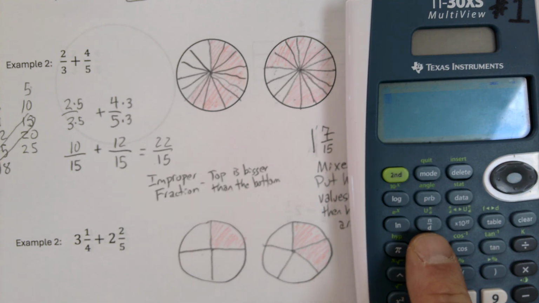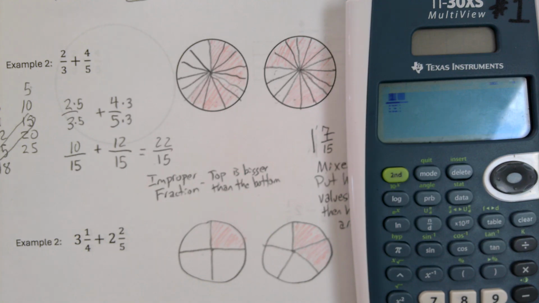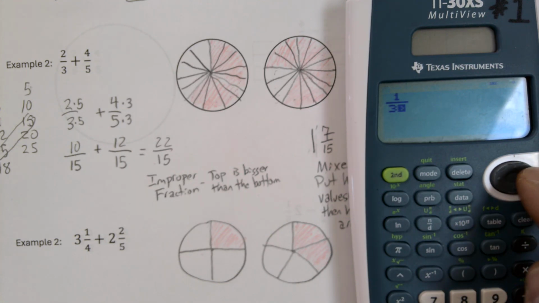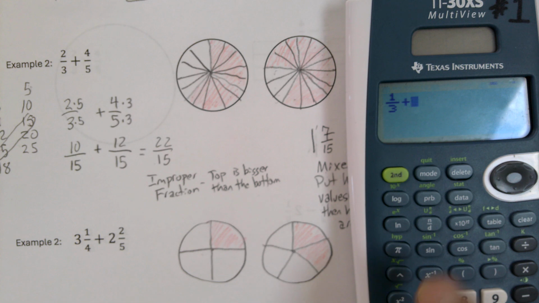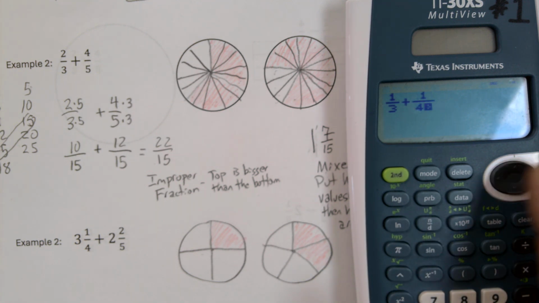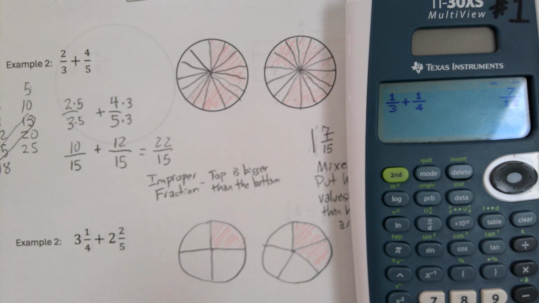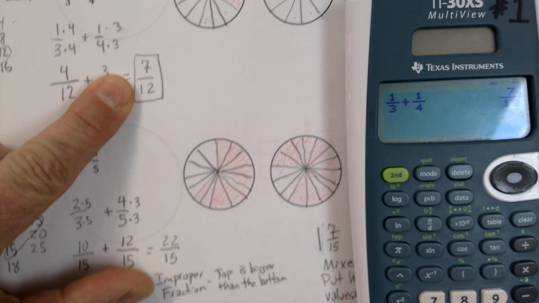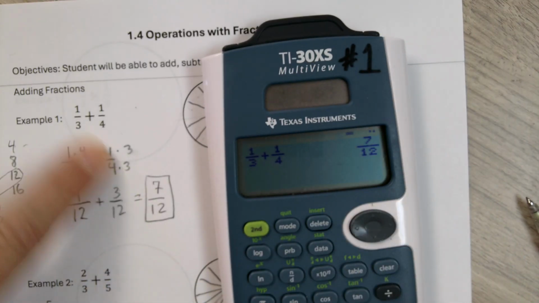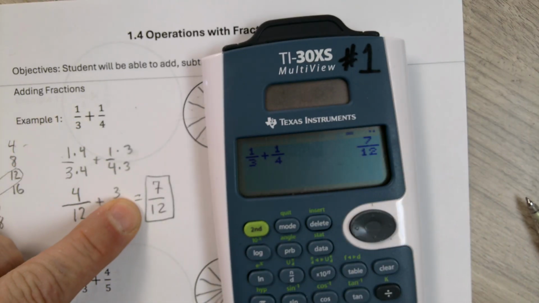And this button right here, that's our fraction key. So if I hit my fraction key, I can do 1/3, arrow to the right, plus the fraction key again, 1/4. When I hit enter, this will go ahead and give me the first answer of 7/12. I apologize, I was doing this first problem. That gives me the 7/12 that we saw.